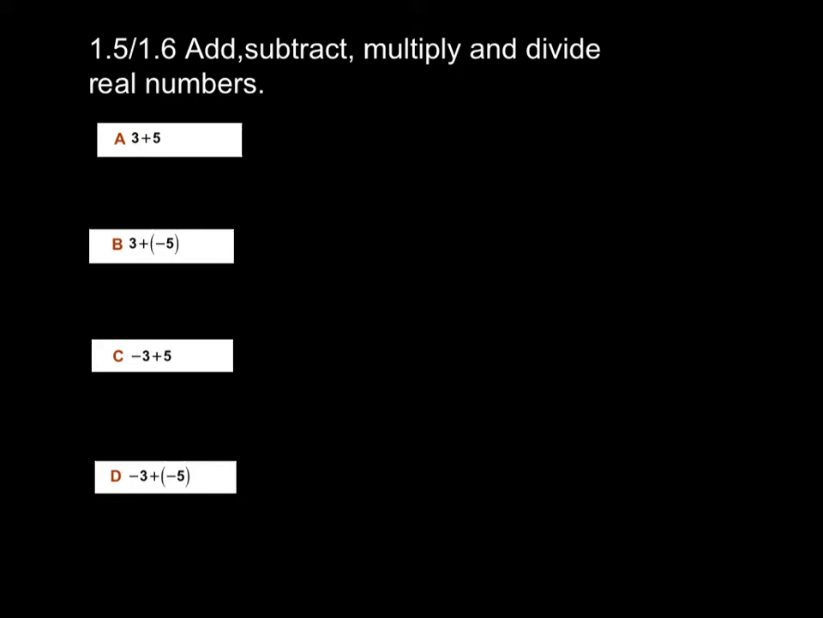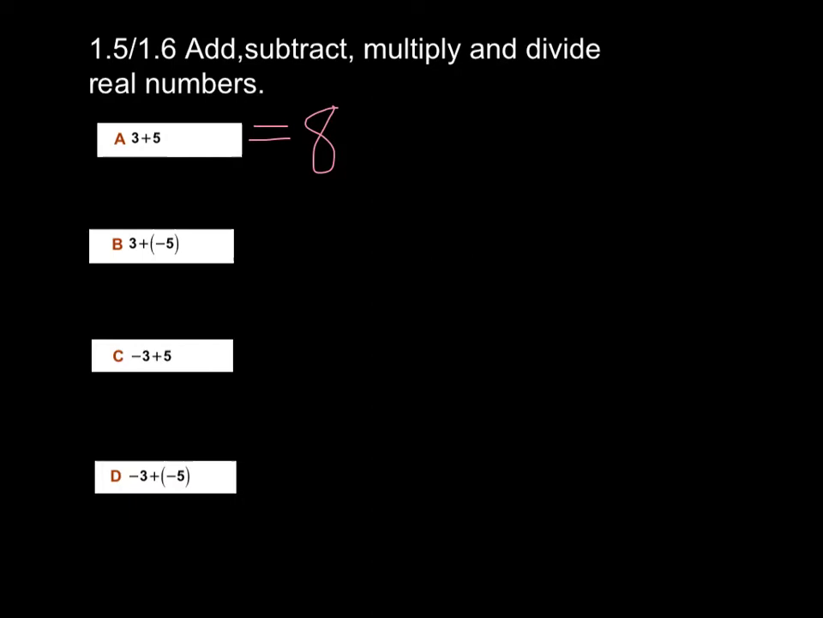Okay, the first one, letter A, is 3 plus 5. They're both positive, so whenever they're positive, you're going to add them. And it gets the sign of both numbers. 3 and 5 are both positive, so 8 is positive. Whenever there's no sign, it's always addition.